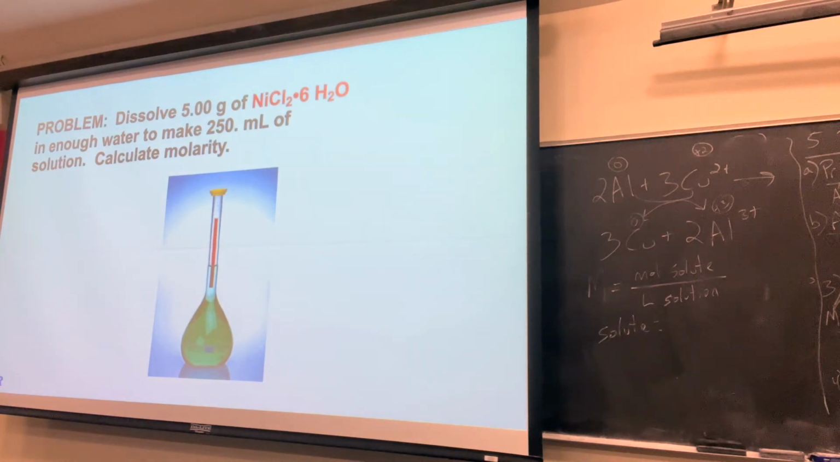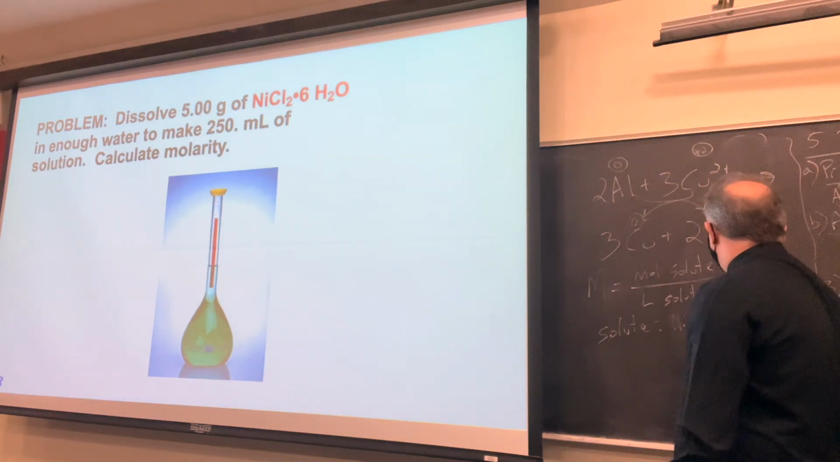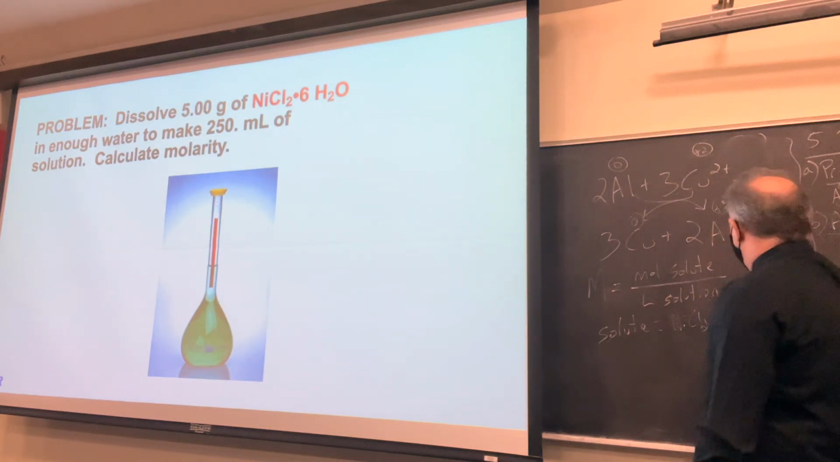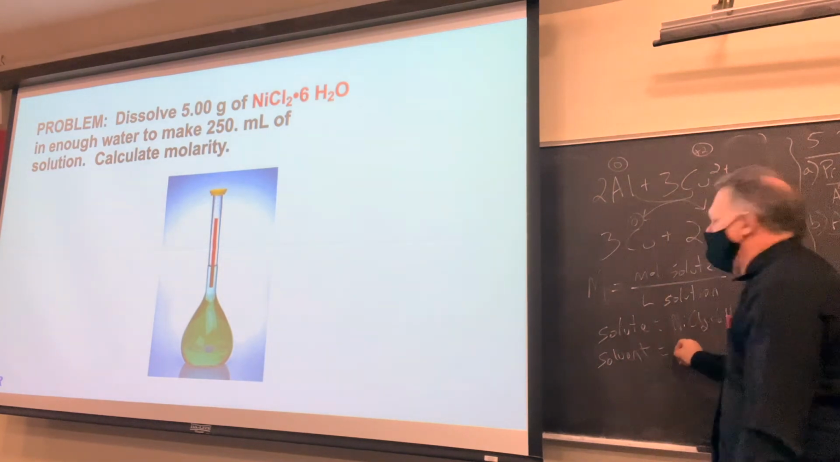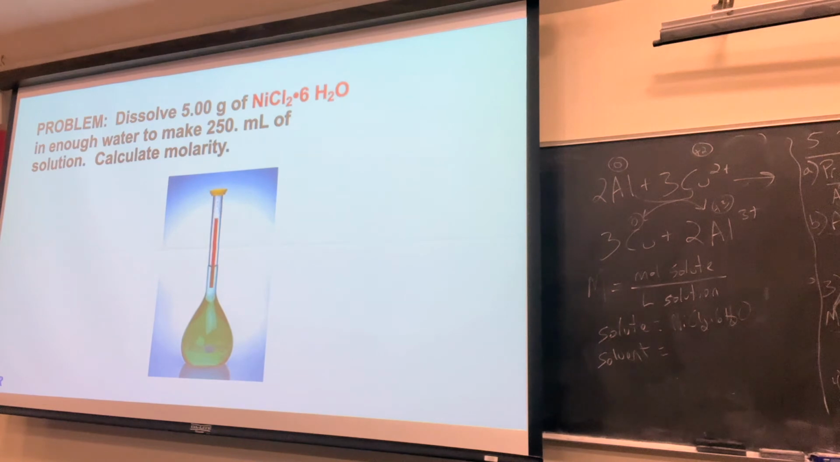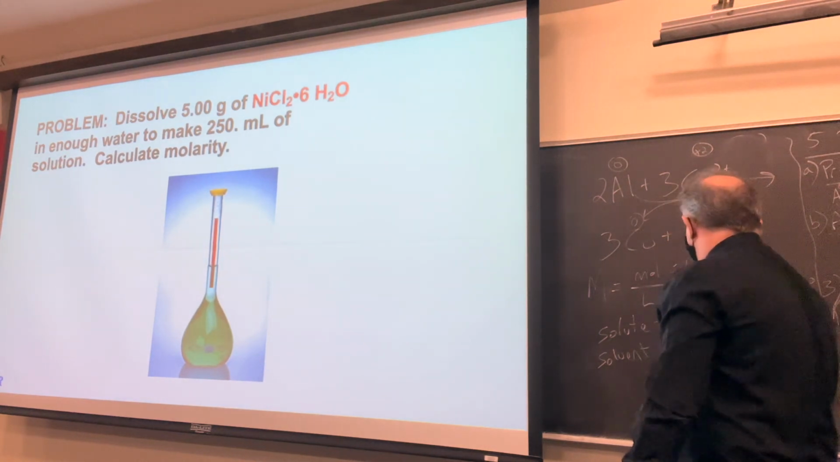What's the solute? The nickel chloride, that's right. It's the NiCl2.6H2O. Nickel chloride is awesome. What is the solvent in this example? Water, that's right. Water is the bulk stuff, that's what we're filling in.